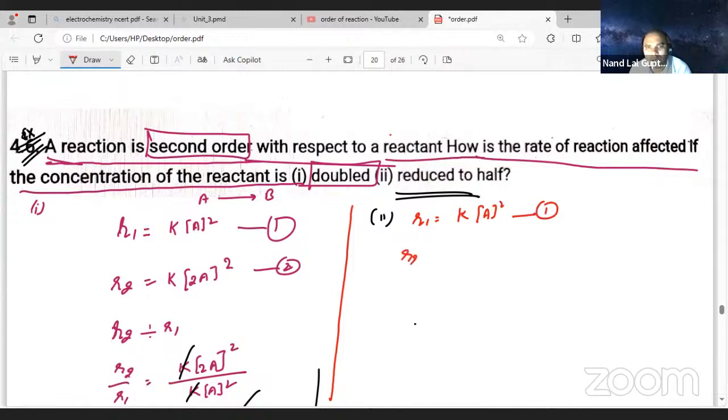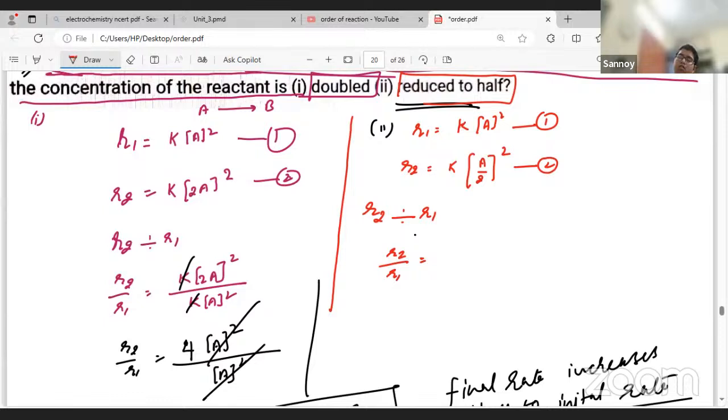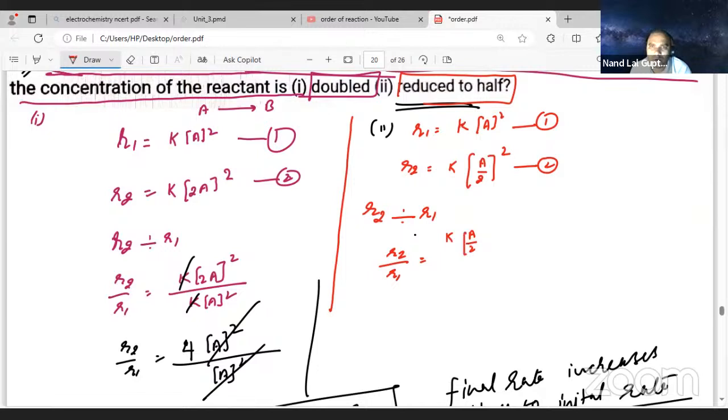And R2, they are talking about the concentration reduced to half. So it is K, A by 2 power 2, equation 2. So 2 divided by 1, you can write R2 divided by R1. So R2 by R1 equals K times A by 2 power 2 total, divided by K A square.